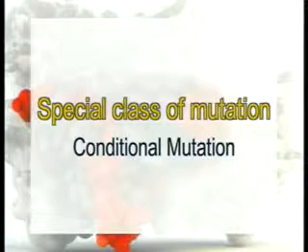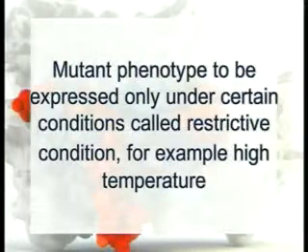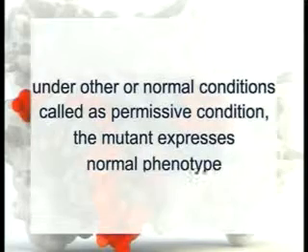A special class of mutations are conditional mutations. Conditional mutations are those which allow the mutant phenotype to be expressed only under certain conditions called restrictive conditions, for example, high temperature. Under other or normal conditions, called permissive conditions, the mutant expresses normal phenotype. This is all about mutation and its types.